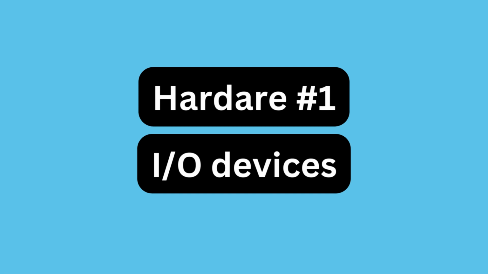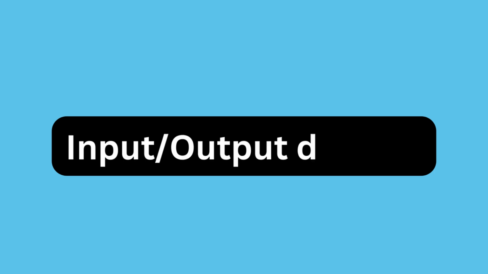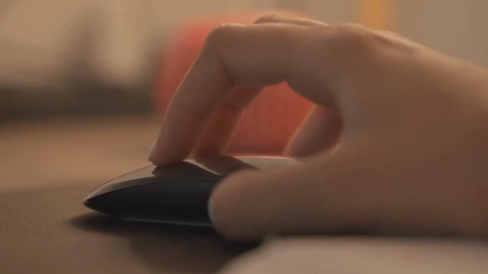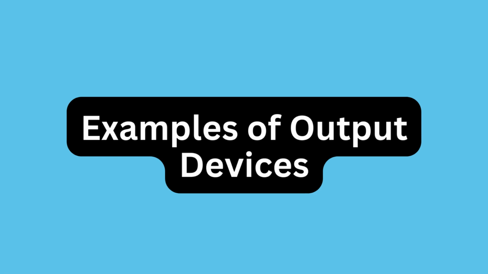The first category of computer hardware we'll discuss is I/O devices, which stands for Input-Output devices. These devices allow us to interact with the computer. Examples of common input devices include keyboards and mice, while output devices include monitors and printers. They form the bridge between us and the digital world.